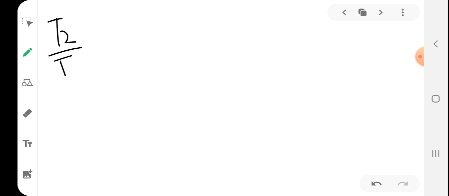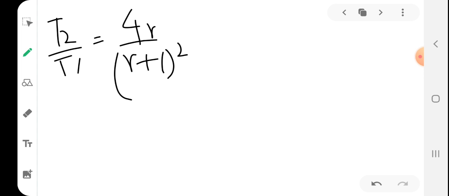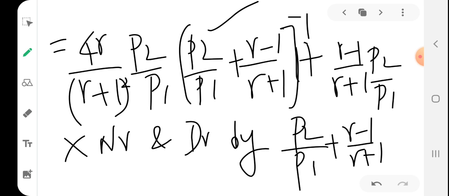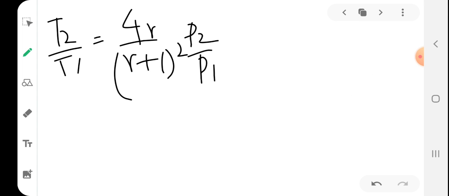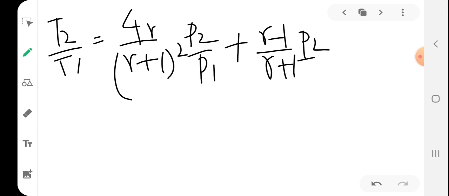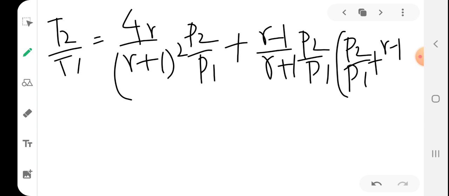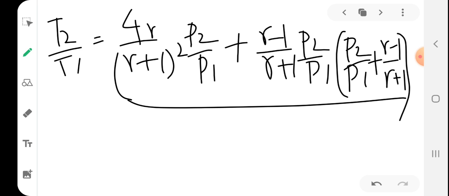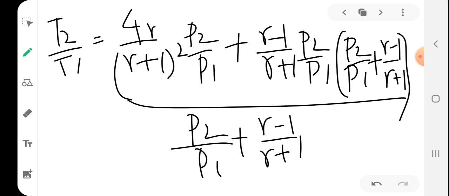So the equation will become T2 by T1 is equal to 4 gamma by gamma plus 1 whole square into P2 by P1 is already there, and this term goes because we are multiplying with this particular term. So since this is raised to minus 1, it gets cancelled, and the other term gets gamma minus 1 by gamma plus 1 P2 by P1 into that, because we are multiplying with this, right? So that term comes P2 by P1 plus gamma minus 1 by gamma plus 1. And that term again comes in the denominator, P2 by P1 plus gamma minus 1 by gamma plus 1. Right?